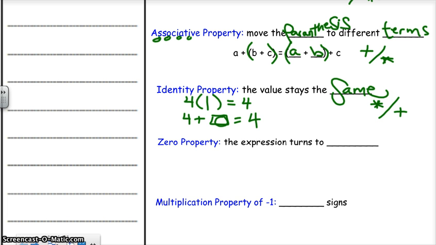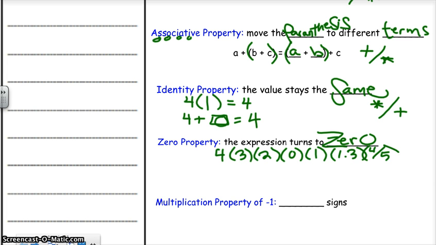Zero property. The expression turns to 0. You might have some crazy expression, and when you look at that, you should utilize your property knowledge and scan: hey, I have a 0 in there, my answer is just going to be 0. Use that property. Use it a lot. 0 times anything is going to be 0. That's the zero property.